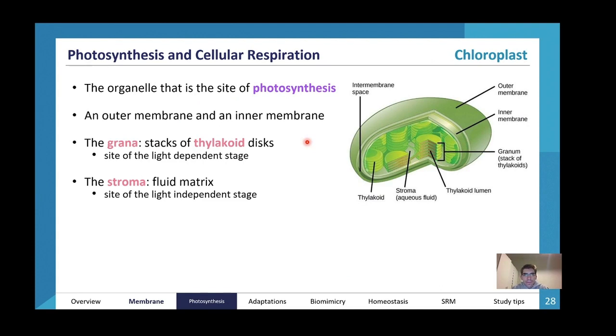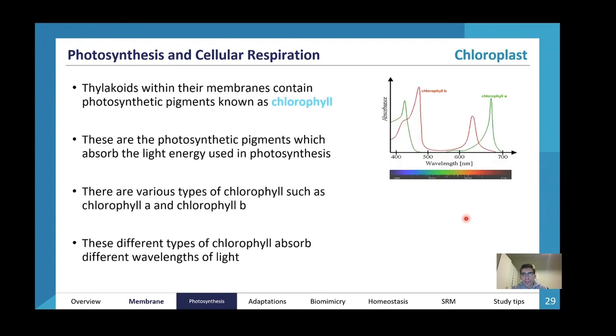So the chloroplast is the organelle that is the site of photosynthesis. It is made up of an outer membrane and an inner membrane, where the grana, stacks of thylakoids, are the site of the light-dependent stage. And the stroma is the fluid matrix, the site of the light-independent stage. Now, obviously, there are other things you might need to know, such as the fact that a granum is a stack of thylakoids, and the lumen, but there's time for that. Focus on the main takeaway points. Because honestly, what you're learning now, when I studied part of it at uni, it can go on forever. But let's keep going.